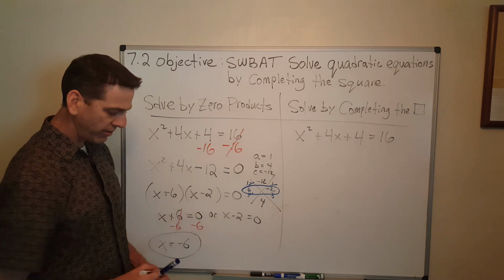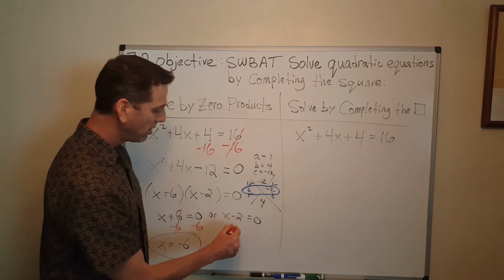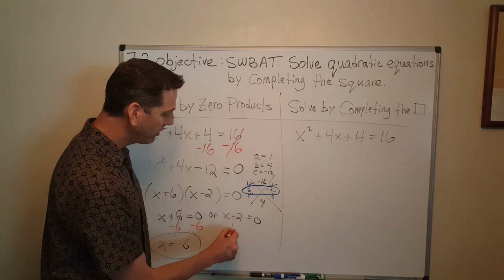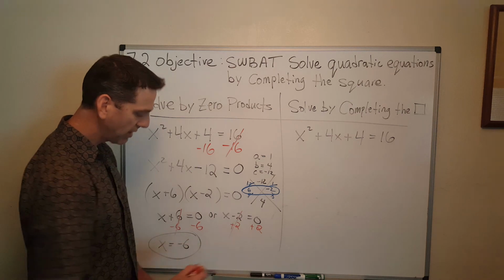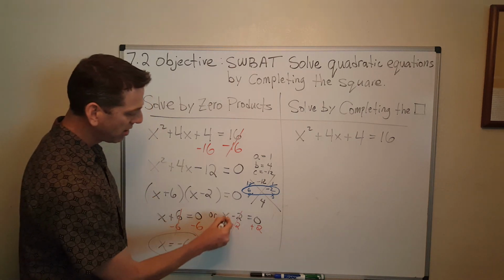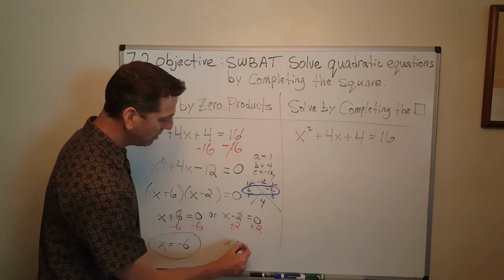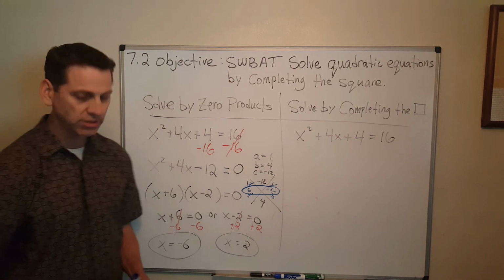Now I go to my other equation here. I have x minus 2 equals 0. To get rid of a minus 2, I just add 2. Do it to both sides. So that's going to cancel, leaving me with x equals 0 plus 2, which is 2. So there's my other solution.